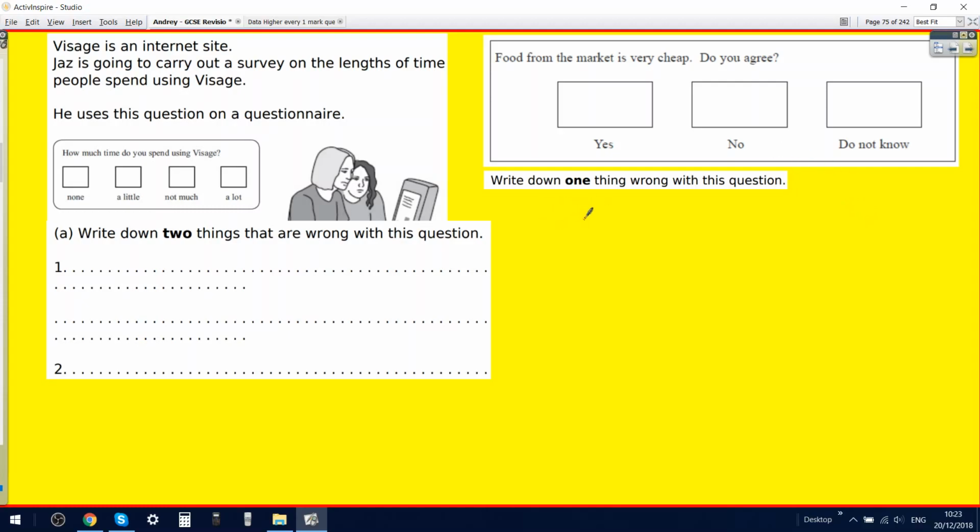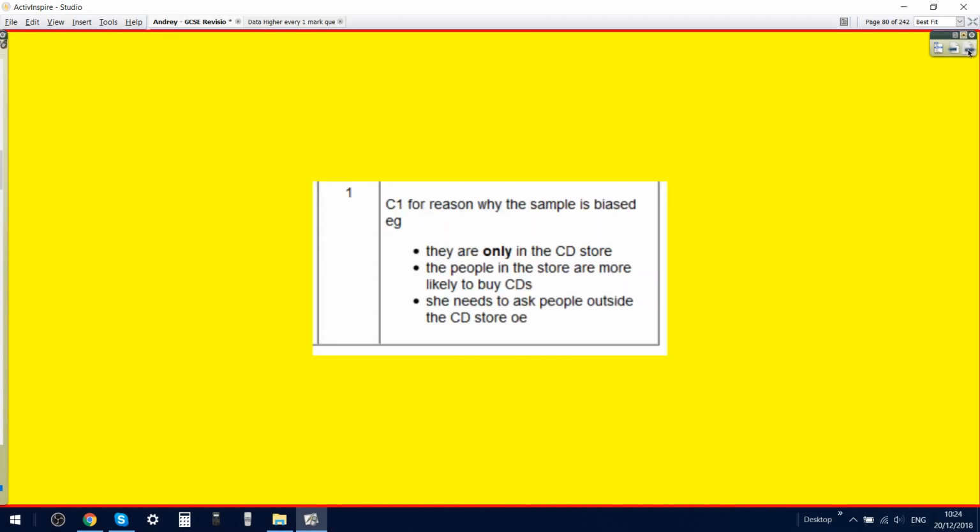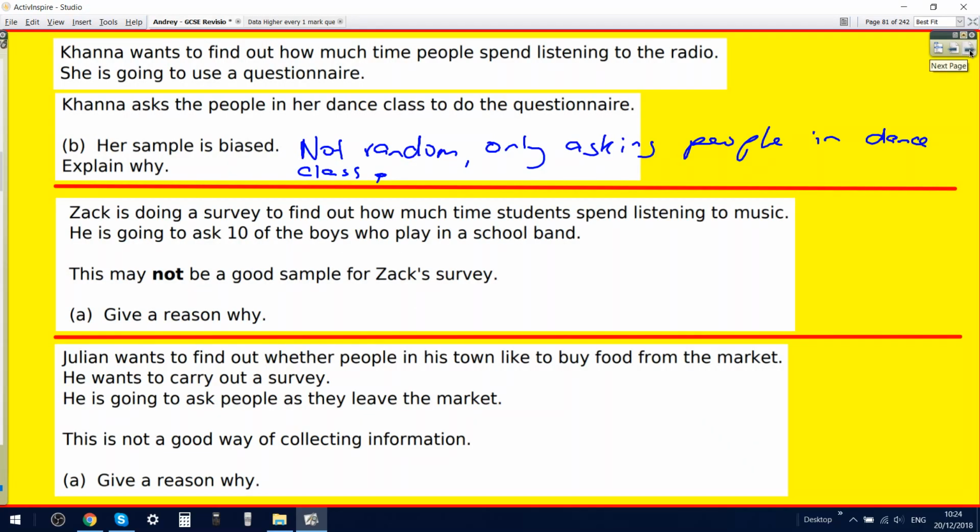Biased answer. Not answer, alright, biased question. Biased or leading question. One on the left: no time frame. And that's the one I was looking for to see if you would get. So we're going to be fine there. How about the bottom one?